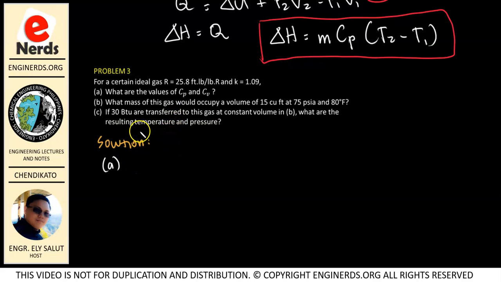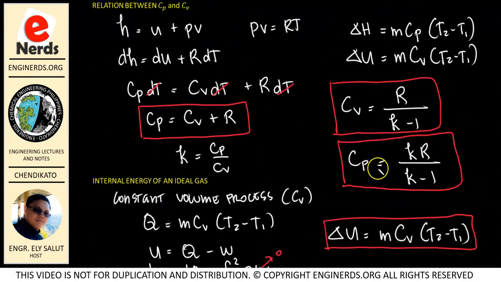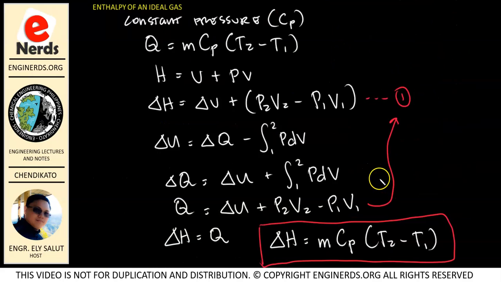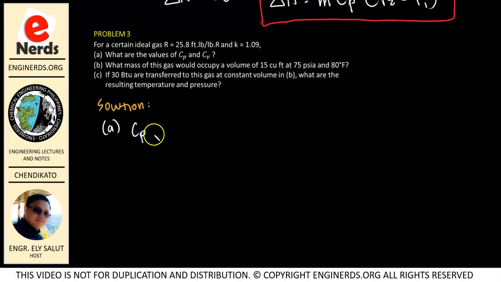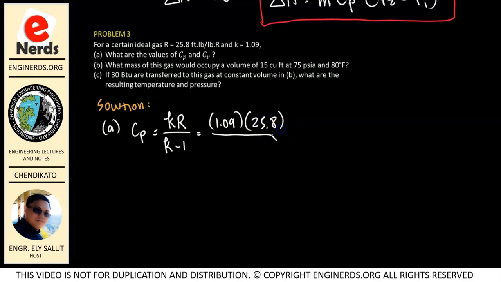If you remember, one of our formulas is this one that we wrote. For CP, this is equal to KR over K minus 1. You can use any of the two, but I will be using this one. So CP is equal to KR over K minus 1. Let me substitute our values. We have our K, which is 1.09, times R. Our R is 25.8. I will not be writing the unit because obviously it is just our unit here.